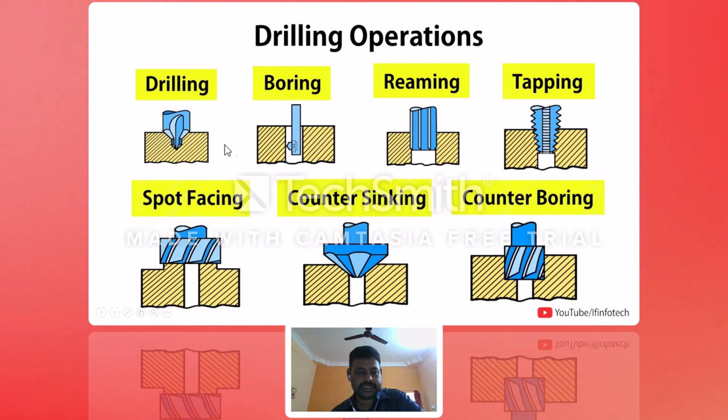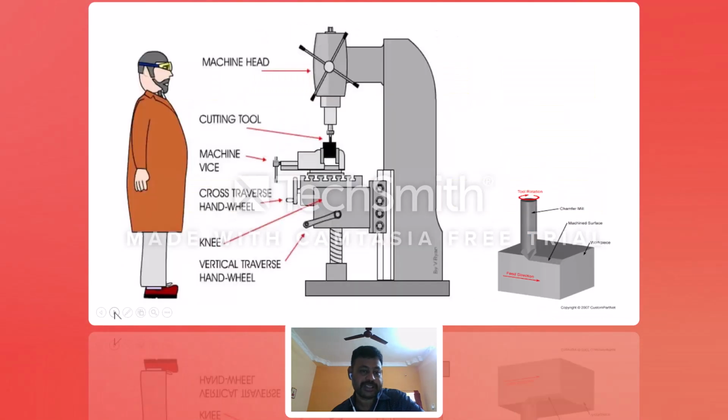By using the drilling process, you can do a lot of operations like drilling, boring. The difference between drilling and boring: drilling is the process of making a hole. Boring means enlarging the already drilled hole. Reaming is a finishing process, finishing the already drilled hole. Tapping means putting in an internal thread. Apart from that, you have other processes like spot facing, counter sinking, counter boring.